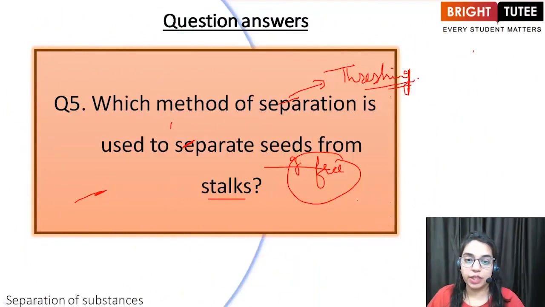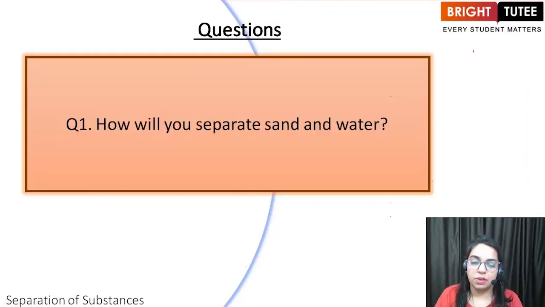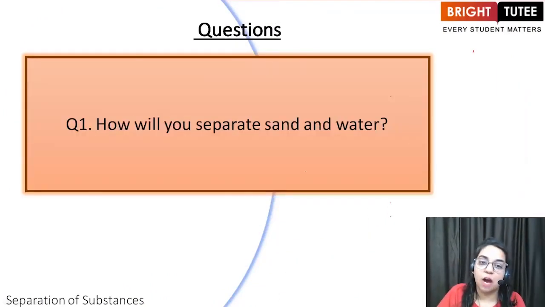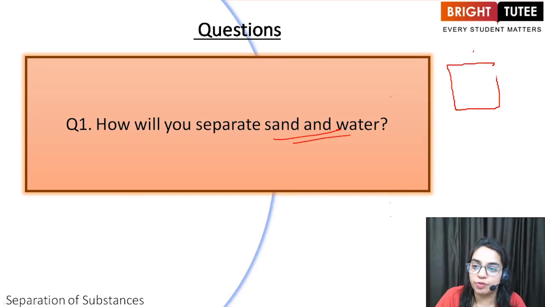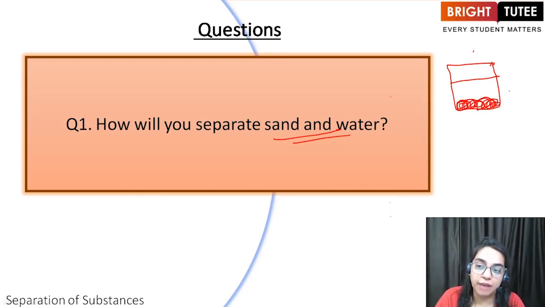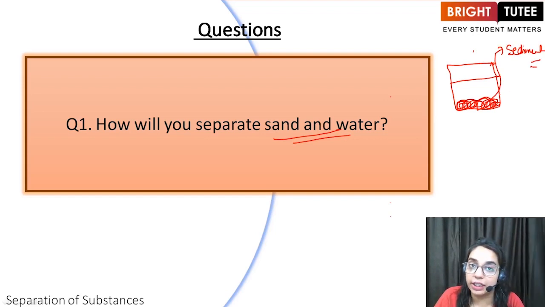So let's move to the next question. So children, the next question is, how will you separate a mixture of sand and water? So children, how can we do this? Suppose we have a beaker, we have some amount of sand and water. So we will let it sit for a while and we will observe that this sand will settle down at the bottom of the beaker, and we can call this sand sediment because it has sedimented at the bottom of the container, right?